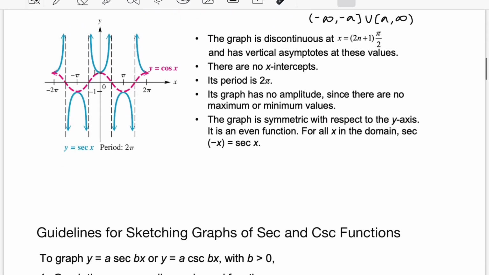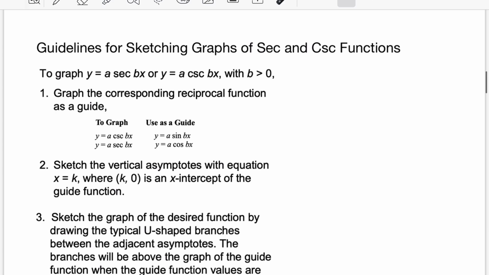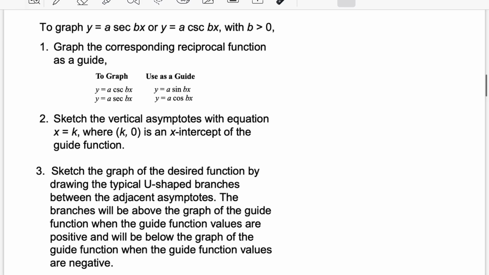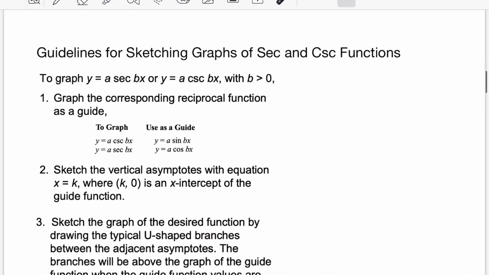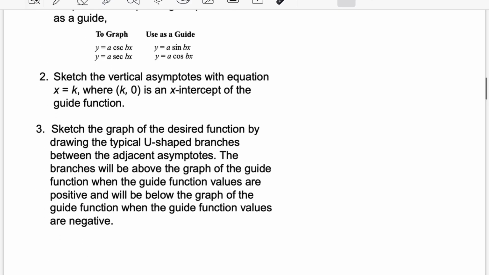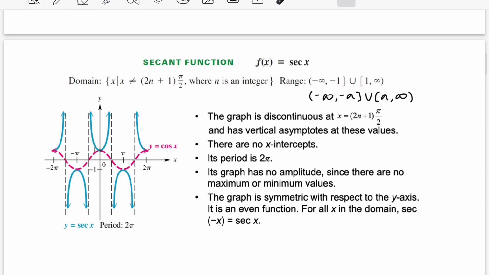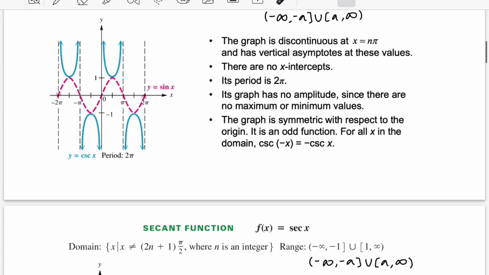So this brings us to the guidelines for sketching graphs of secant and cosecant functions. So we want to graph something of this form. What we're going to be doing is using the corresponding sine and cosine functions in order to graph them. Then we'll sketch the vertical asymptotes with equation x is equal to k, so where we have an x-intercept of our guide function, or our sine or cosine functions. Then we'll sketch the graph of our desired function, which is going to be our secant or cosecant functions, by drawing our U-shaped branches between our adjacent asymptotes. And we saw that those occur like this here for each of these graphs.